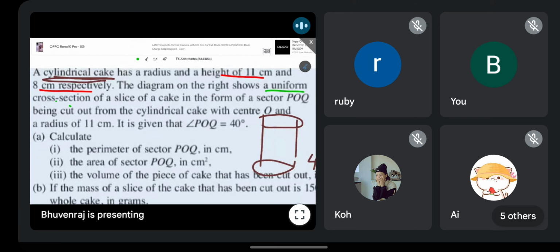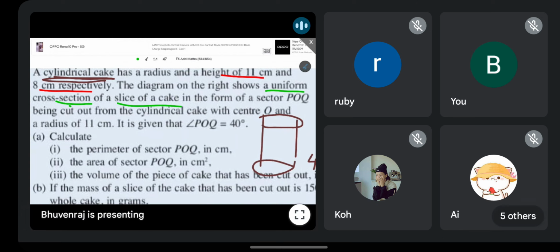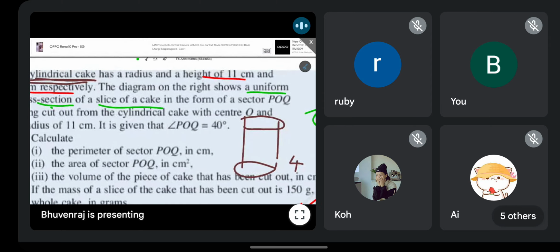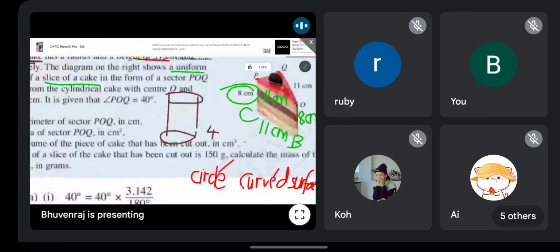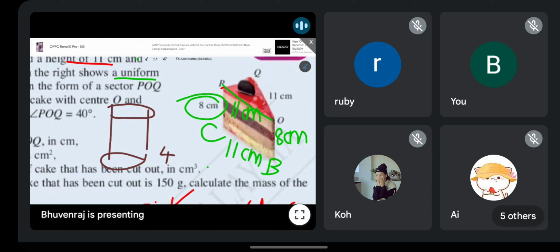So they say that uniform cross section of slice of cake. Okay, kelatan rentas yang sama. So over here, okay. So guys, can you all tell me when they say uniform, right? What does it mean? Uniform cross section. Siapa boleh terangkan maksud dia? What is the meaning for uniform cross section? Anyone know? They say that this is the uniform cross section. So means what?